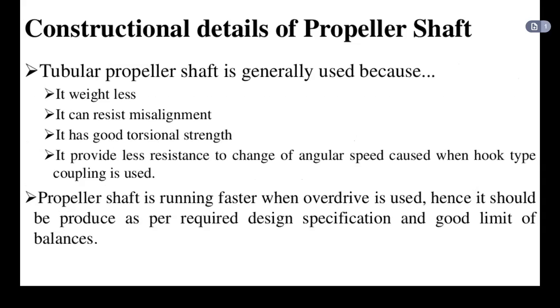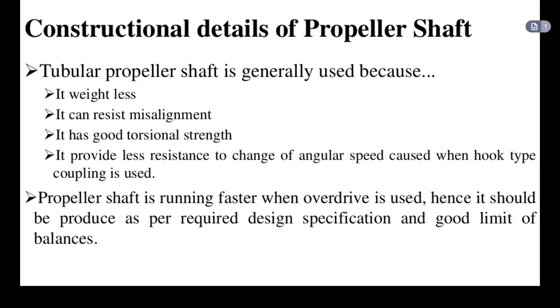The tubular propeller shaft is generally used for these reasons. It weighs less: because it is a hollow shaft, the material is less, and in this way the overall weight of this propeller shaft is less. It can resist misalignment. Misalignments do occur, and they are avoided by using this arrangement. U joints and a shaft are provided, and in this way the misalignment is avoided.